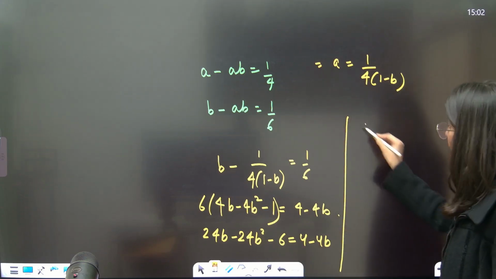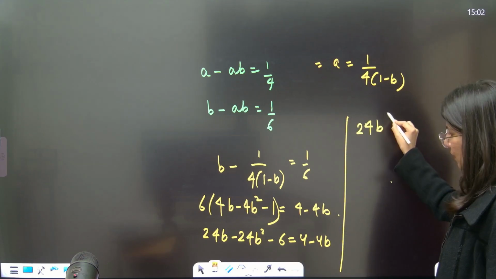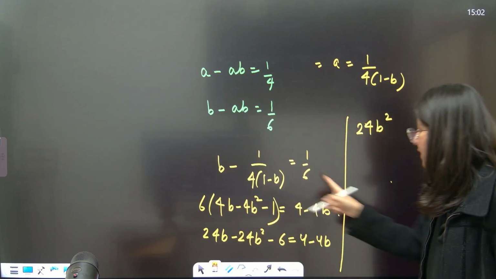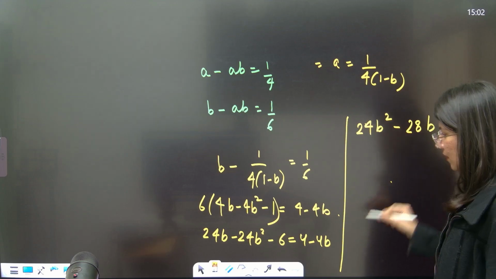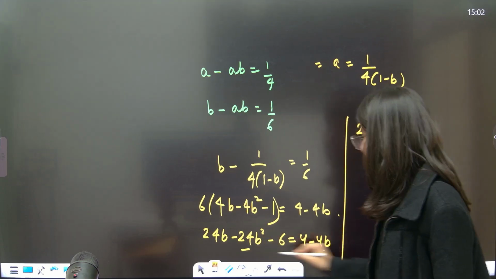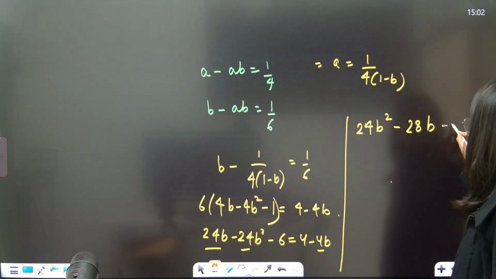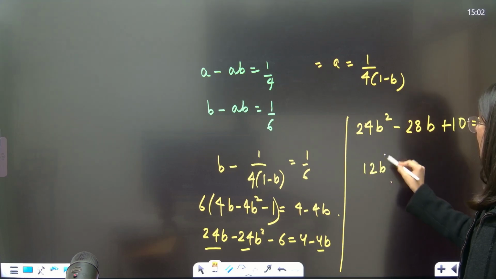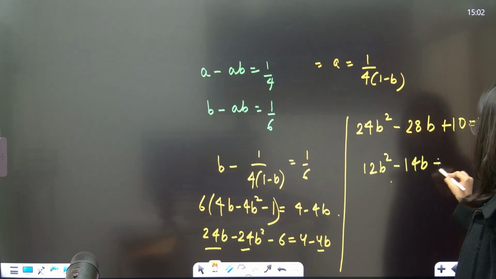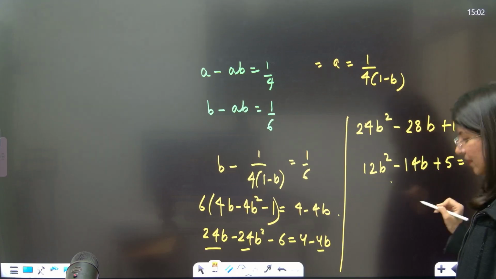Now 24B square. This is minus 24B, so minus 28B. Correct? This is gone. This is also gone. And this is plus 10 equals to 0. So 12B square minus 14B plus 5 equals to 0. 12 5s are 60.